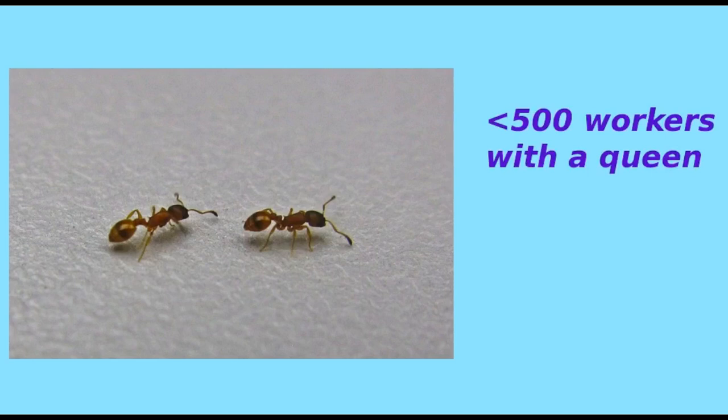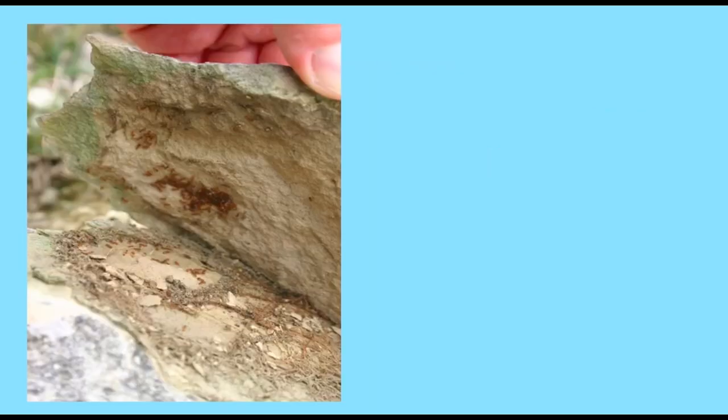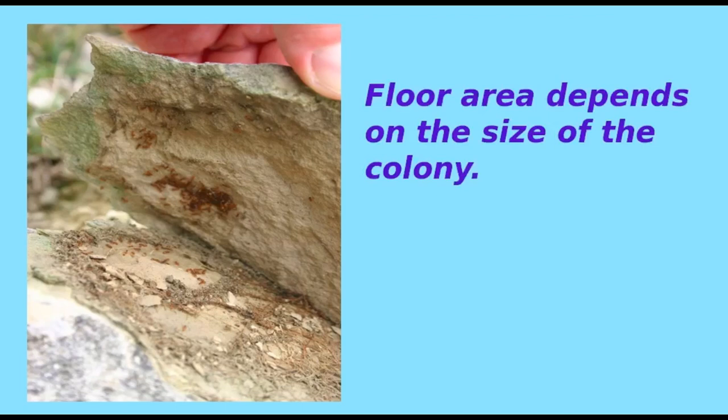As they build their nests in rock crevices like this, their nest areas are flat and the floor area depends on the size of the colony. Whenever they need to build a new nest, they have to choose rock crevices of suitable area that can accommodate the entire colony. It can't be too small or too large.